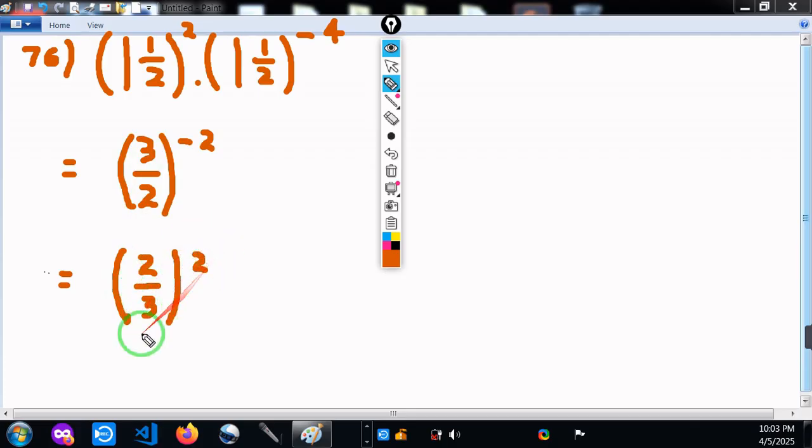Top squared over bottom squared. Top squared is 4. Bottom squared is 9. In German, it's neun. Wunderbar, wonderful.